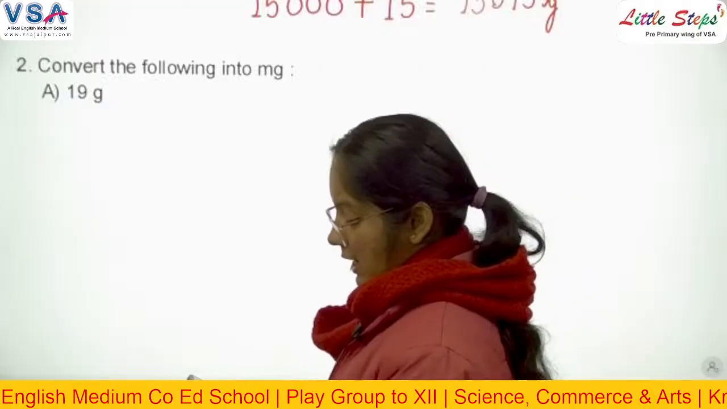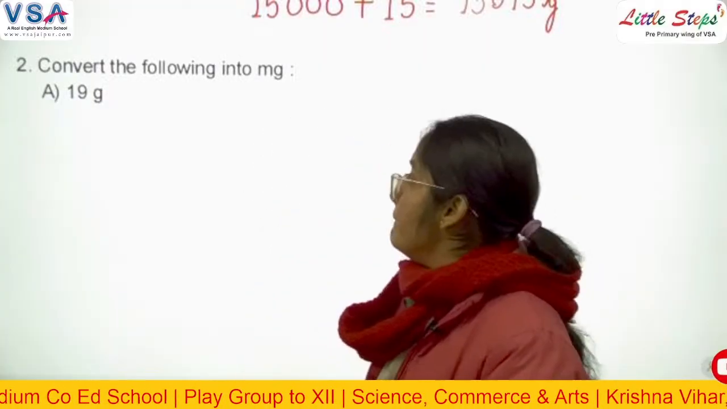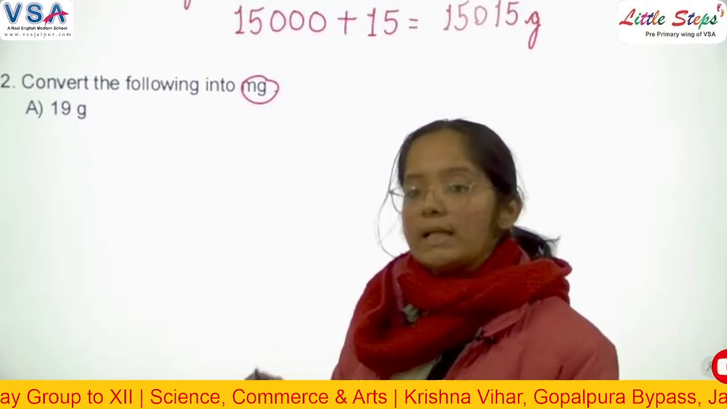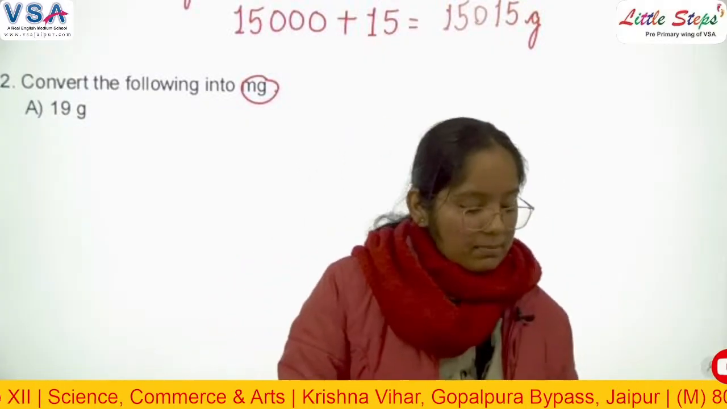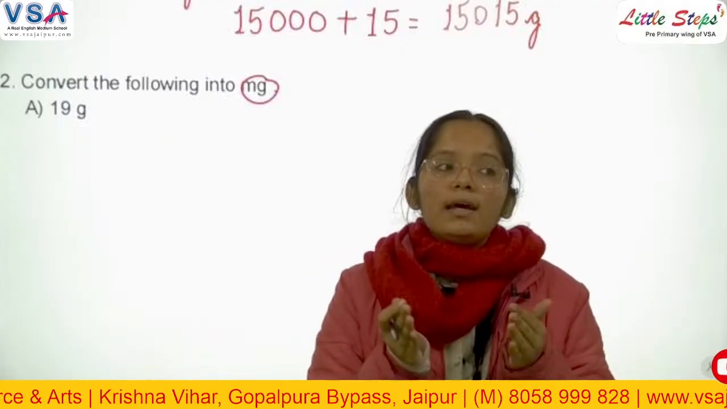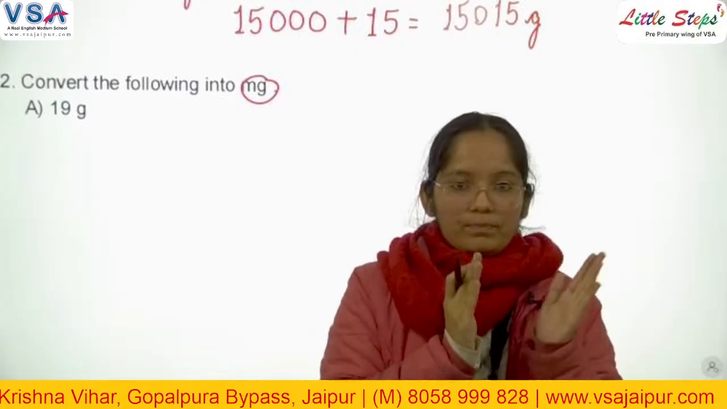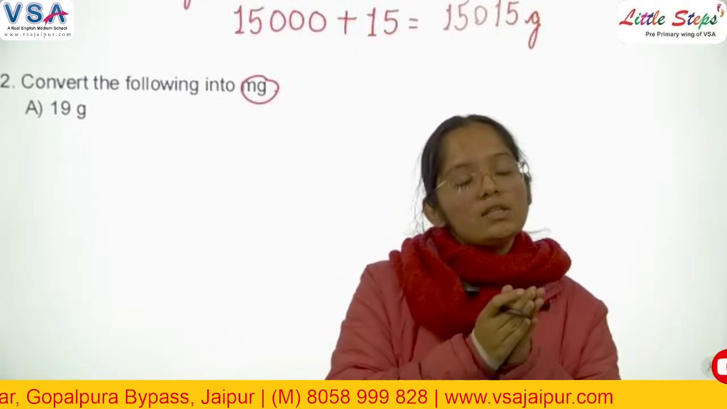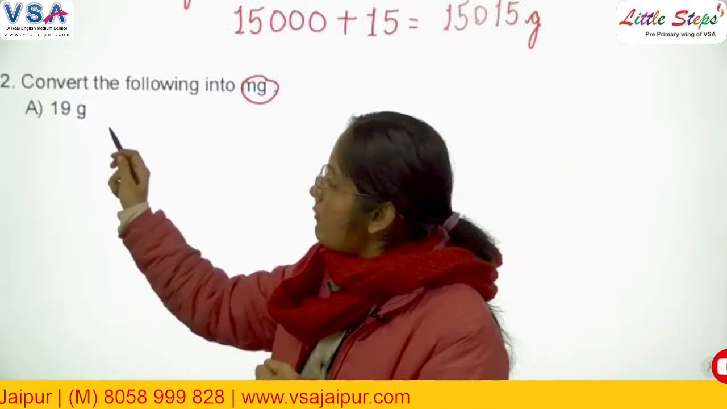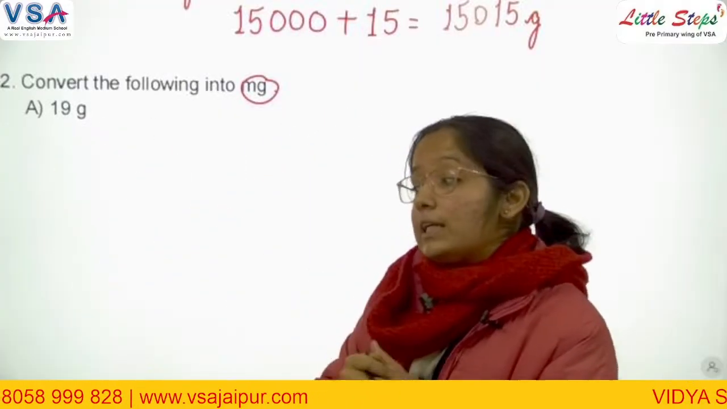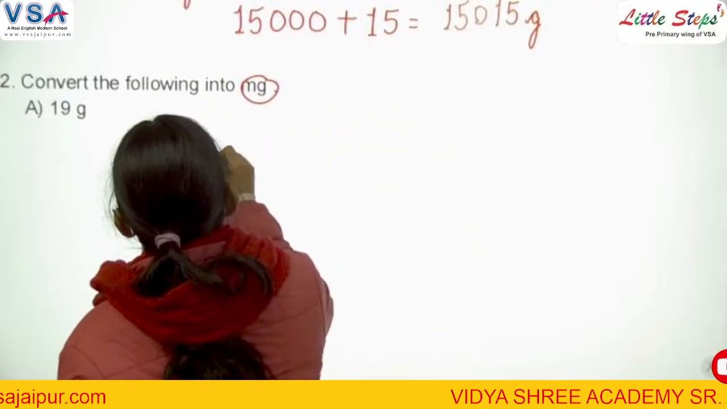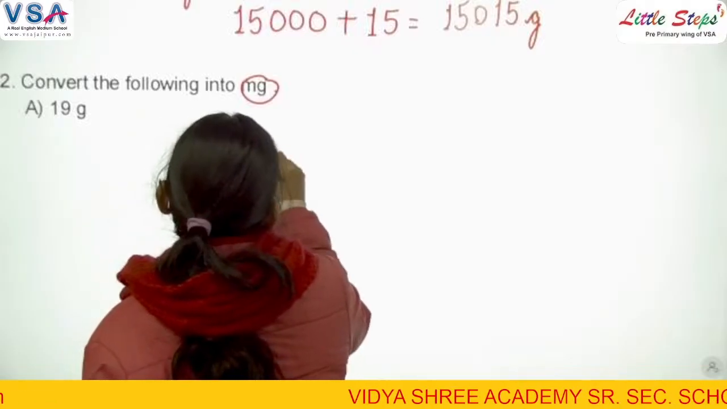Let's move to the next question, that is convert the following into milligram. Convert the following into mg, and that mg is milligram. Again, we can summarize the table: kilo, hecto, deca, basic unit, that is gram for today, then deci, centi, milli. We have to convert it into milligram. In the first question we have 19 grams. 19 grams को हमें किसमें convert करना है? Milligram में. So again, you can draw the table here. You don't need to draw it again and again. It is just for the explanation.